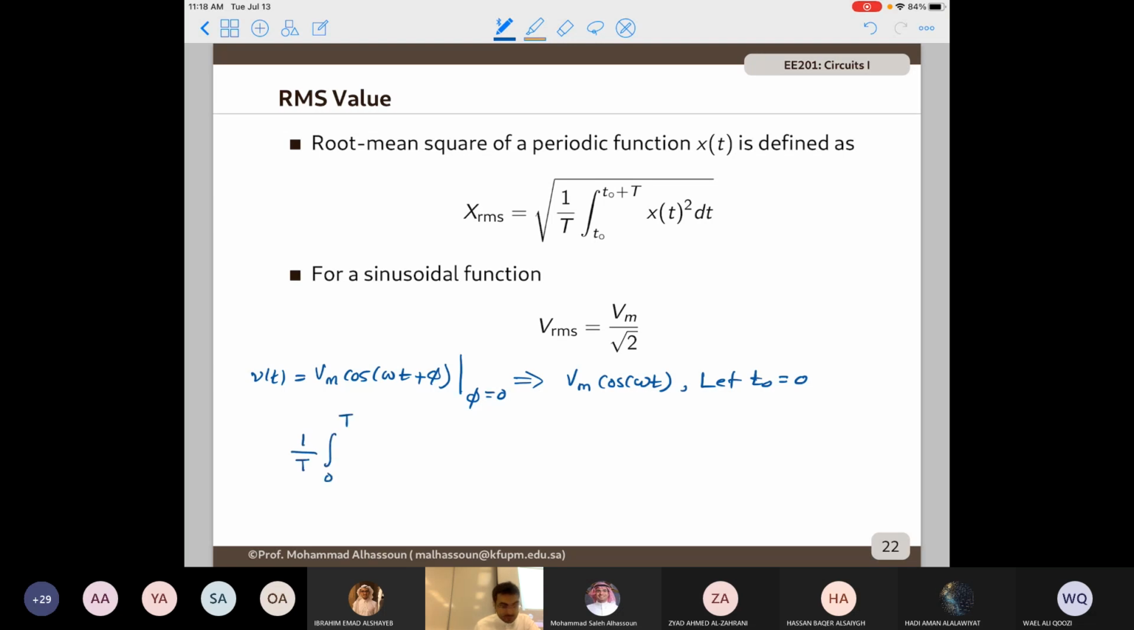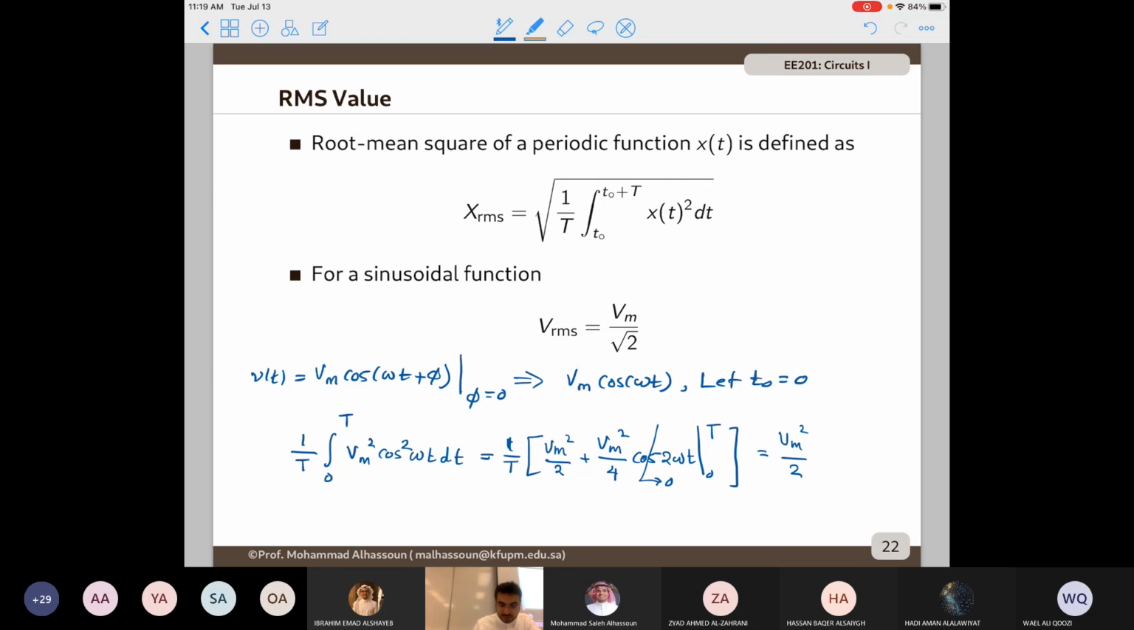So let's integrate from 0 to T. Then we square it: cosine squared omega t dt. If we solve for it, we'll get 1 over T, Vm squared divided by 2 plus Vm squared divided by 4 cosine 2 omega t, from 0 to T. And you will see that this one is 0, so you'll end up with Vm squared divided by 2.